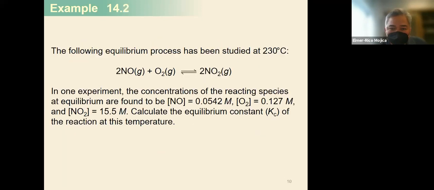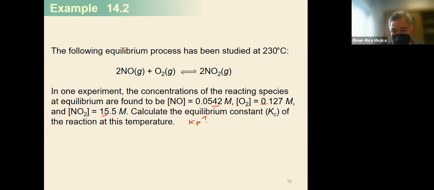Now, we go on to a problem. You're given here the equilibrium process, 2NO reacting with O2 to produce 2NO2. In one experiment, the concentrations of the reacting species at equilibrium are found to be these. And you are asked to calculate Kc. And I would suggest let's include Kp. So how are we going to do this?